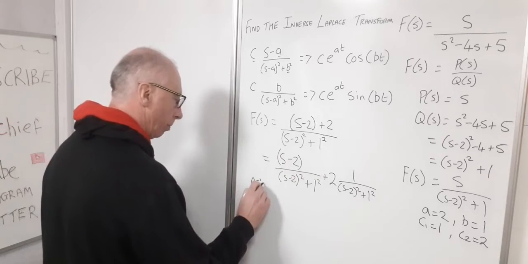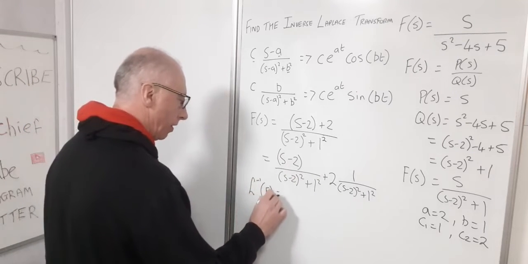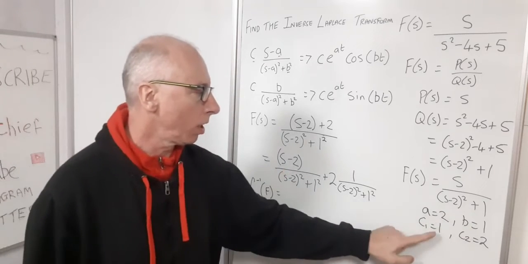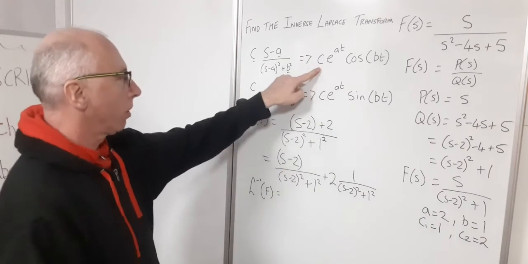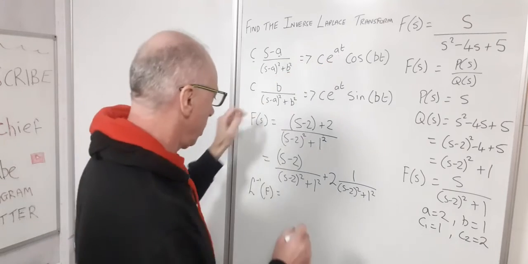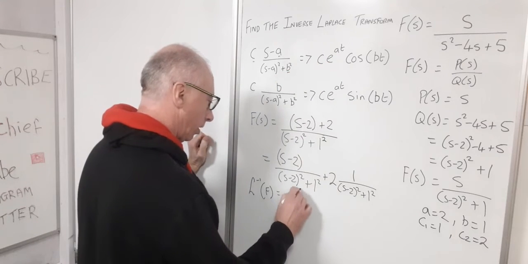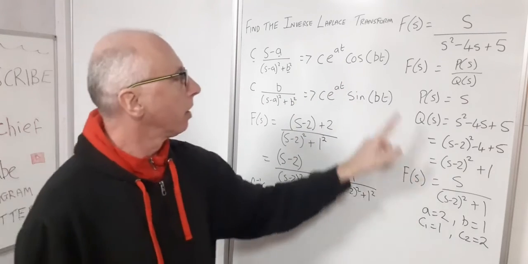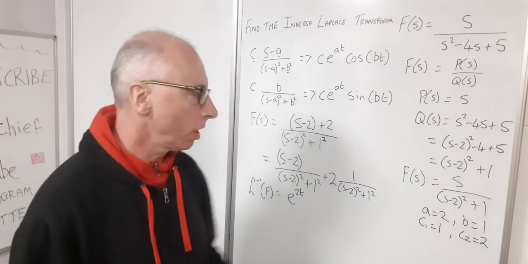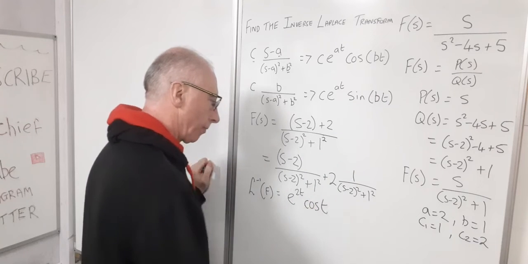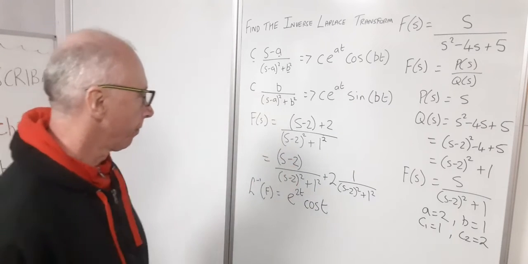So now my inverse Laplace of f, that equals, well, this one, I've got a is 2, b is 1, and c1 is 1. So I'll just go straight in with an e to the at. So I've got e to the 2t. And my cosine, that will be b times t. So it's just going to be 1 times t, which is just t. So that's taking care of this one.